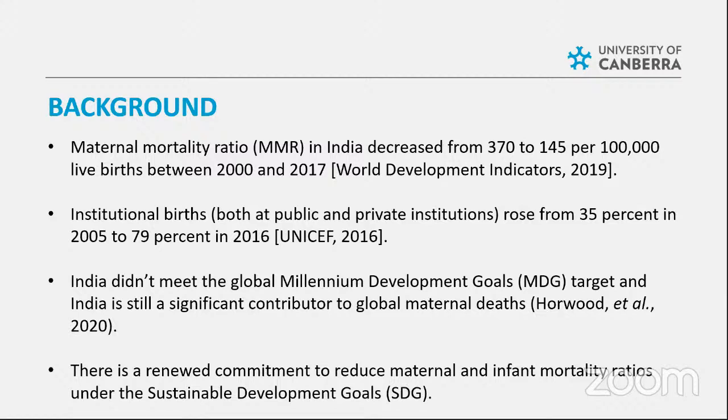Now, despite the success in reducing maternal mortality and increasing institutional delivery, India still failed to meet the Millennium Development Targets in these areas, and it remained a significant contributor to global maternal deaths. In fact, India has the second highest number of maternal deaths in the world, second only to Nigeria in sub-Saharan Africa. For example, India accounted for about 12% of global maternal deaths in 2017, which was quite high.